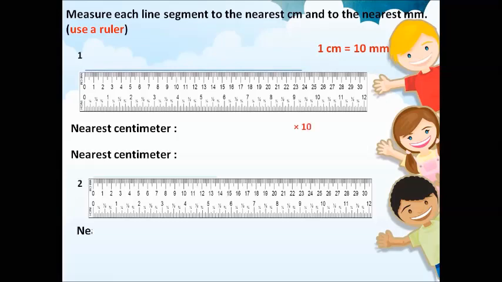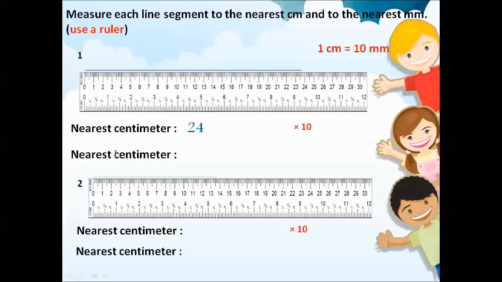When we want to change from 24 centimeter to millimeter, what should we do? This should be millimeter. So this is millimeter. When we want to change from centimeter to millimeter, what will we have? We will have to multiply by 10. So the answer is 240 millimeter.